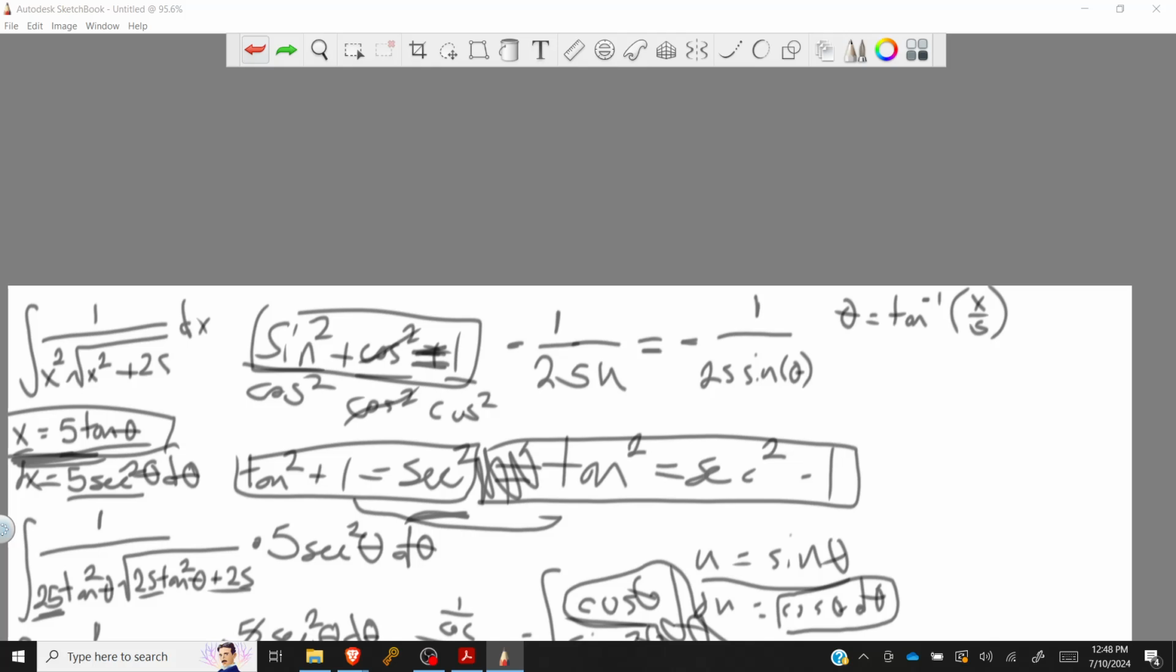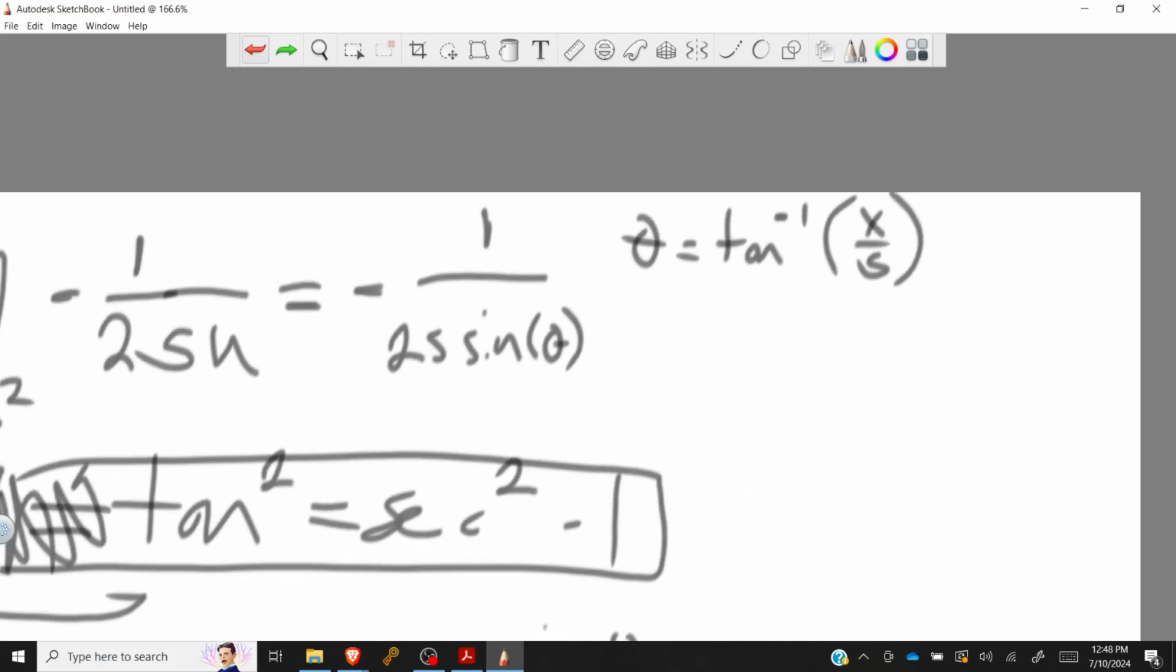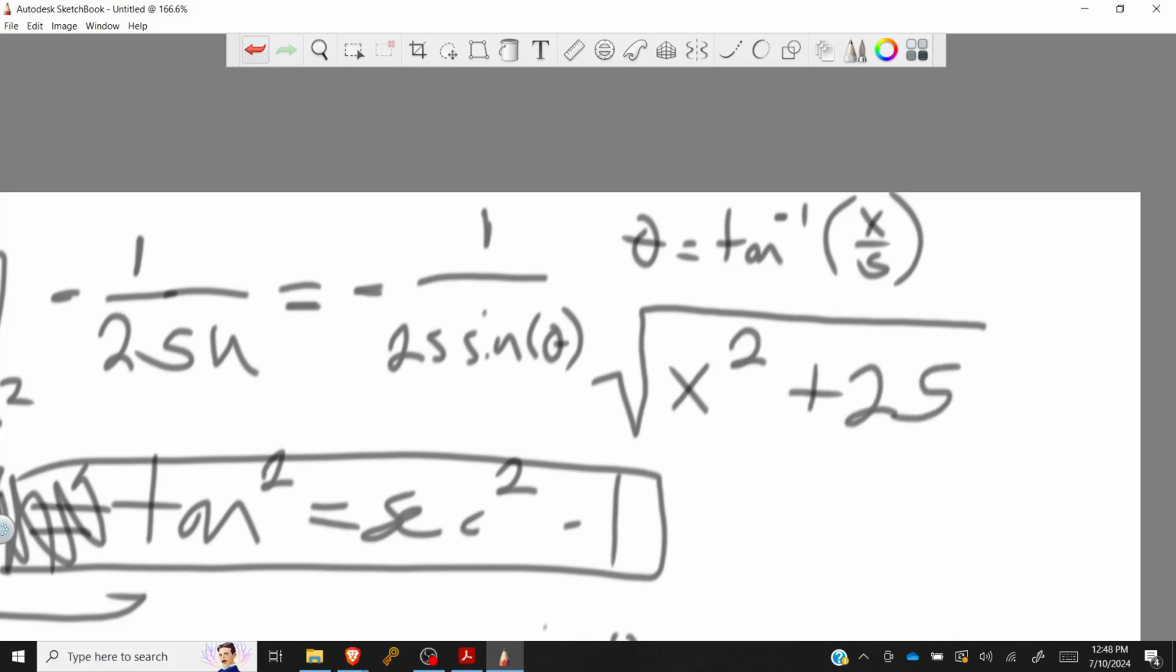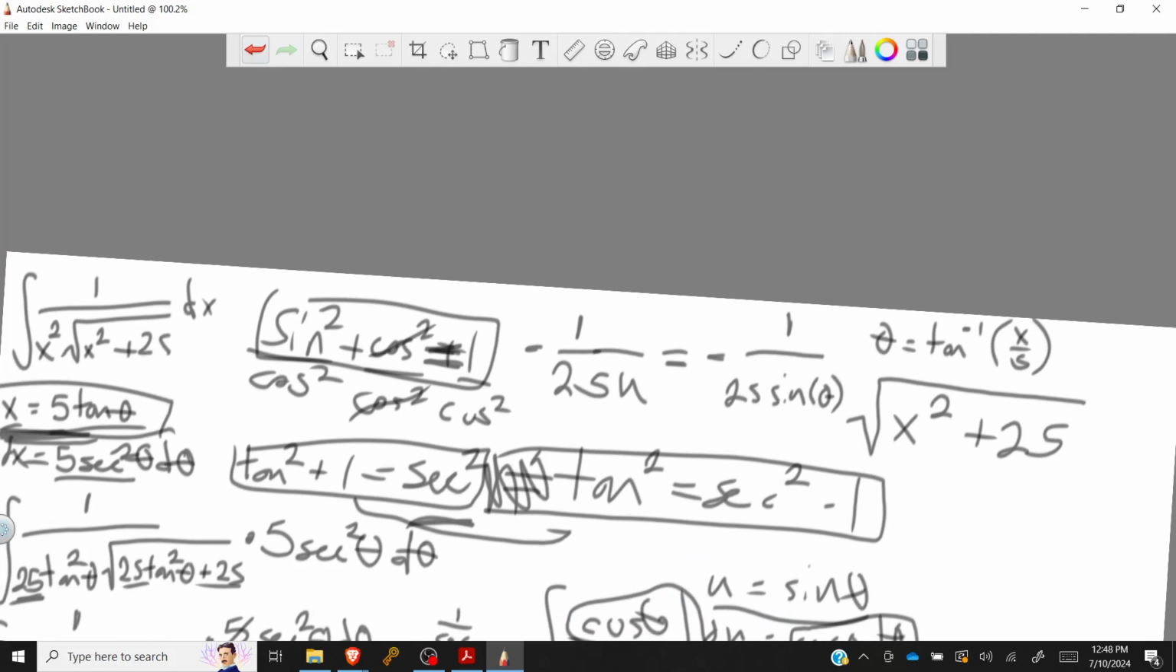Oh, I forgot to do this. I can't believe I forgot to do this. This is going to be the most helpful thing when doing these trig substitutions: rewriting the initial substitution you did, this part.